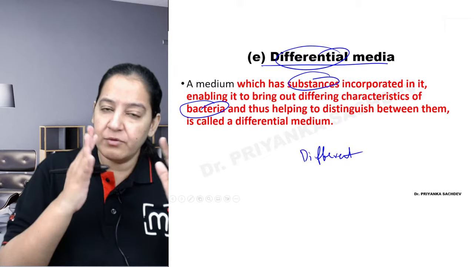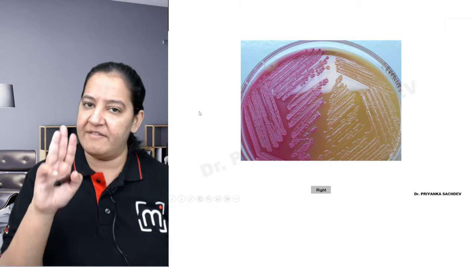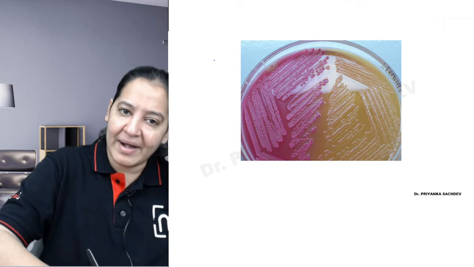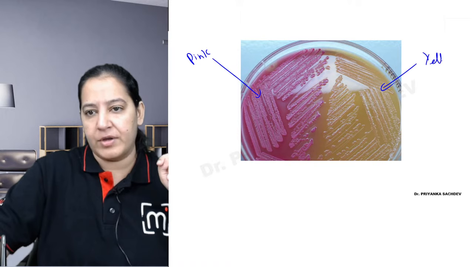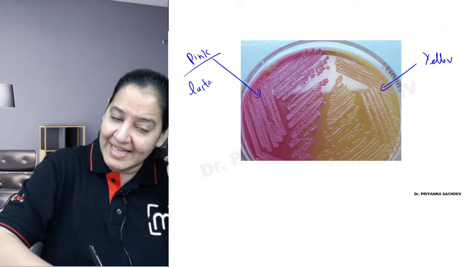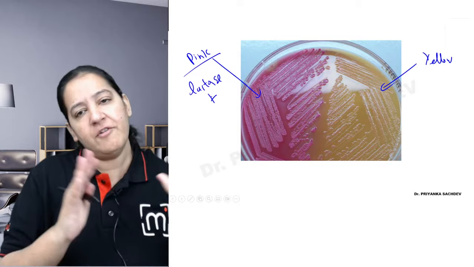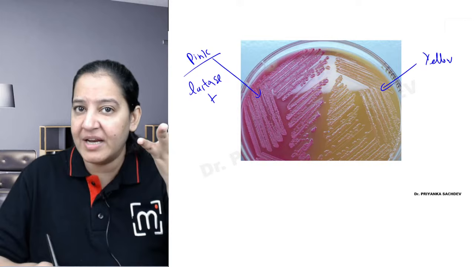So how many examples are there? Again, I will give you three examples. The first is the MacConkey. Can you see this is MacConkey? Some bacteria give pink color on the MacConkey and some bacteria give yellow color. Can you tell me the reason? There are some bacteria which have the lactase enzyme in them. So they are lactose fermenter bacteria. They give pink color because of the lactose fermentation. This media contains lactose sugar. If lactose gets fermented, pink color is there.